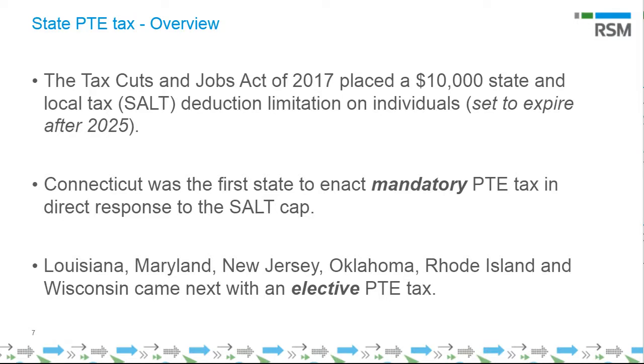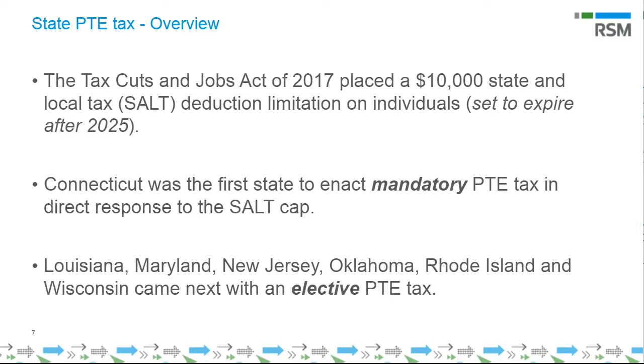In 2017, with the Tax Cuts and Jobs Act, they placed a $10,000 cap on the SALT tax deduction, which really impacted a large number of taxpayers, particularly in high-tax jurisdictions. I'm sitting in New York, so I can vouch for the impact that we're feeling. In direct response to that, in May of 2018, Connecticut was the first state to pass a pass-through entity tax, or a pass-through entity tax workaround, as some people like to call them.